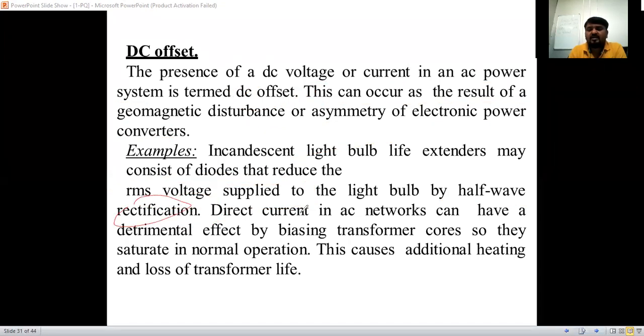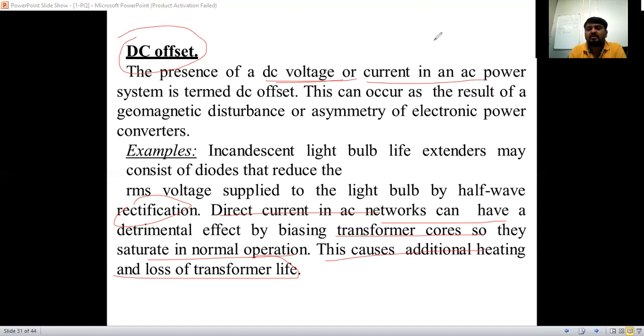That direct current in an AC network can have a detrimental effect by biasing the transformer core, so they saturate in normal operation. Whatever the normal operation is, it will saturate, and some amount of DC voltage or current will flow in the system, it may be through a phase or through a neutral. Those offsets we are going to call DC offsets. That value is called DC offset.